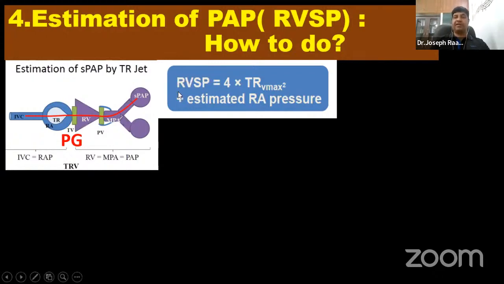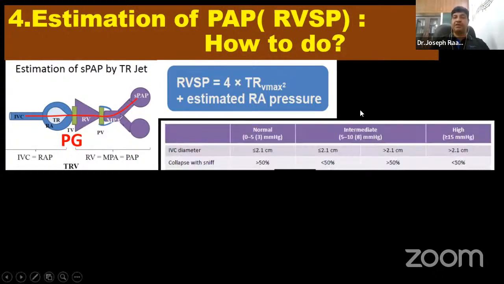Another thing is, how do we know the RA pressure? If you have a CVP, that will tell you the RA pressure. Nowadays we are not using the CVP just for the purpose of calculating the pressures. So we can do an analysis of the IVC. If the IVC is less than 2.1 and the collapsibility is more than 50%, then we take the RA pressure as somewhere around 5. This is available in the textbook, so you know the RA pressure, whether it's 8 or 15. Using this, the right ventricular systolic pressure can be calculated.